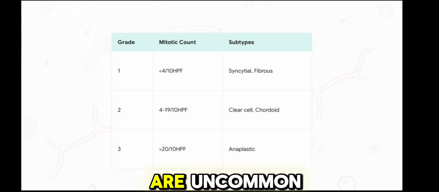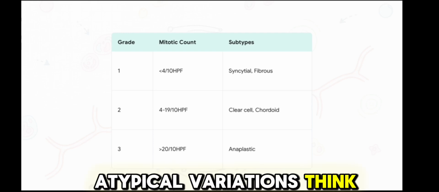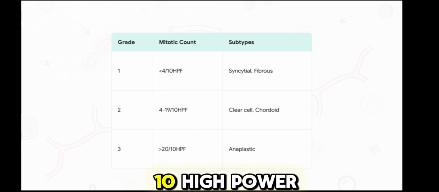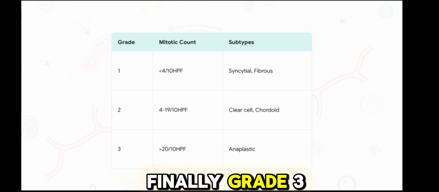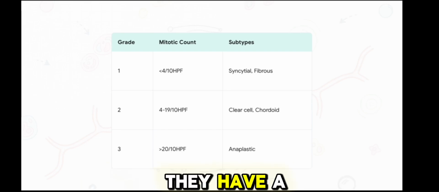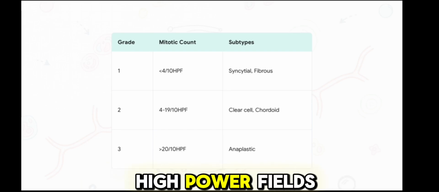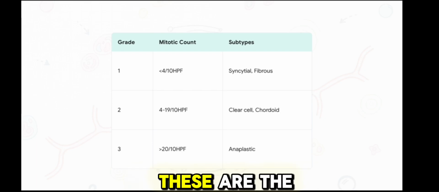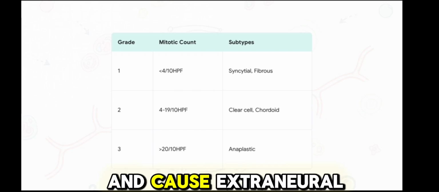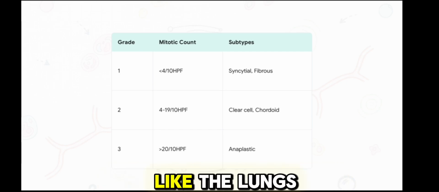Grade 2 tumors are uncommon atypical variations, think clear cell and choroid types, showing 4 to 19 mitoses per 10 high-power fields. Finally, grade 3 tumors are frankly malignant and anaplastic. They're rare, they have a mitotic count of over 20 per 10 high-power fields, and crucially, these are the ones that can display features of anaplasia, invade the underlying brain, and cause extraneural metastases to places like the lungs.